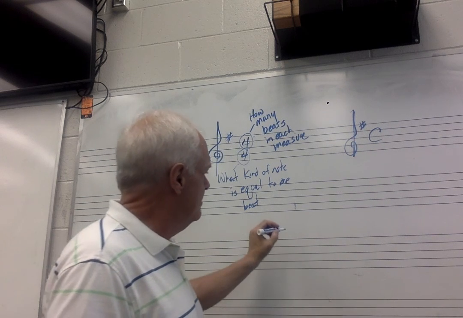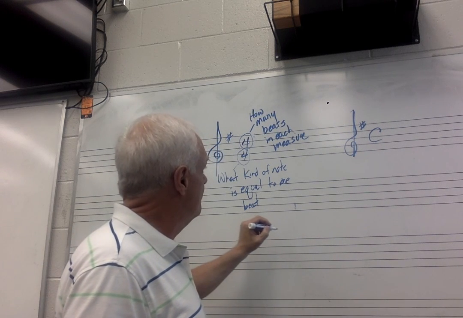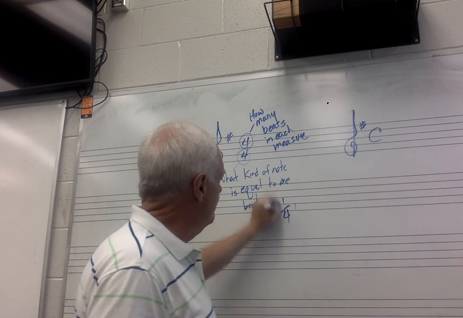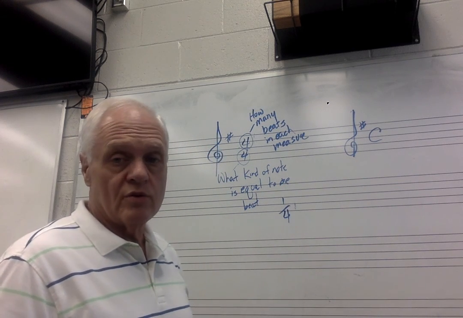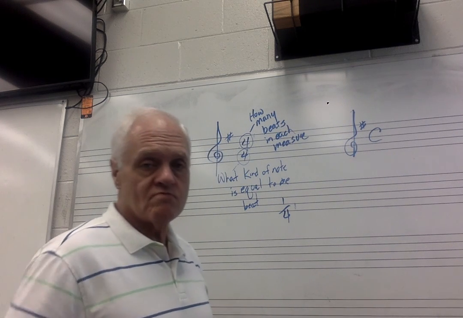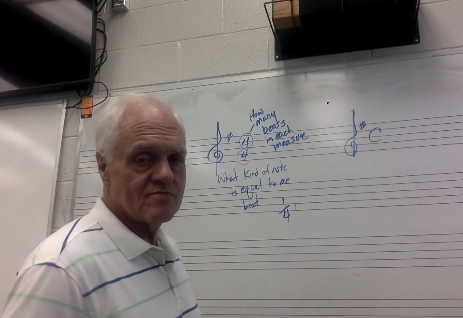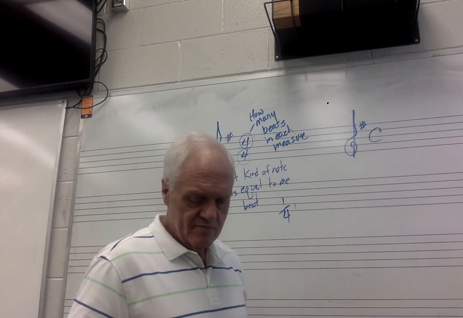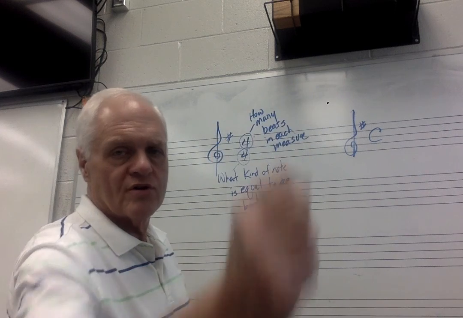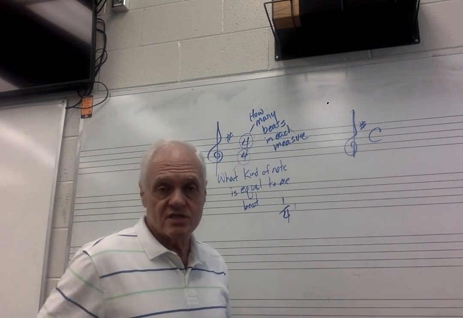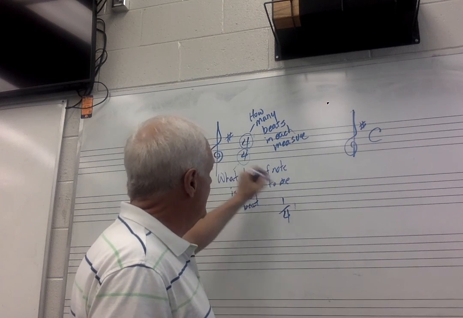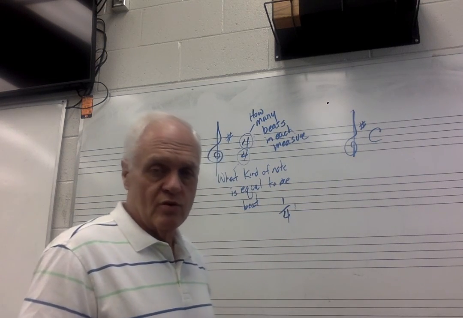Now I want you to think about a 4 as being 1/4. What's another word for 1/4? It's a coin. We call a coin by this name. See if I have one. A quarter. The reason we call it a quarter is it's 1/4 of a dollar. So think about that 4 as 1/4. So that means a quarter note is equal to 1 beat.